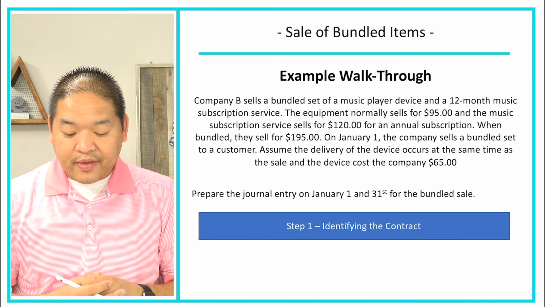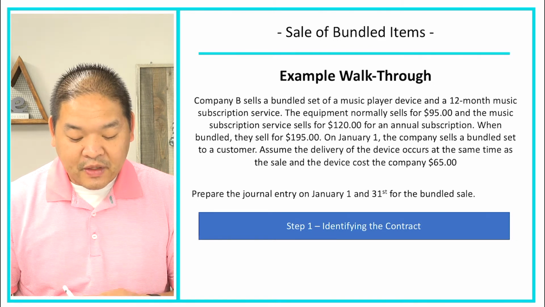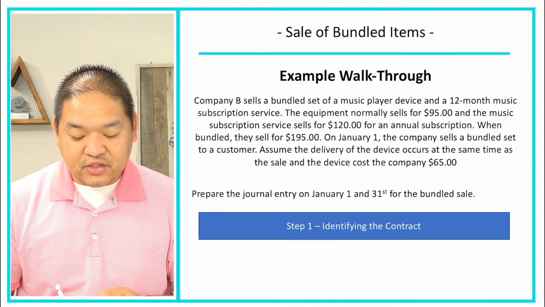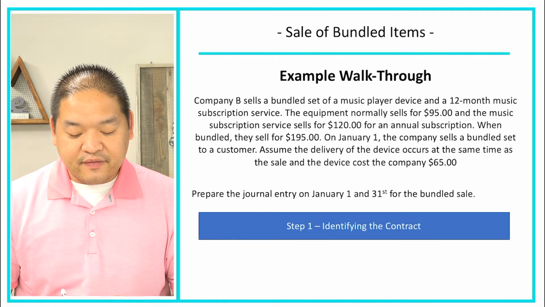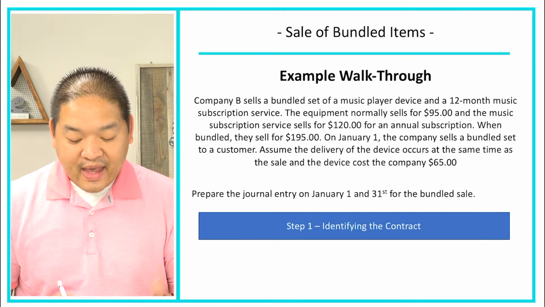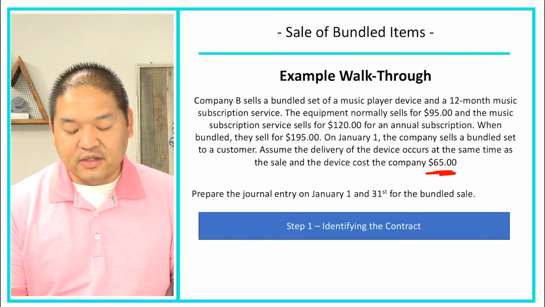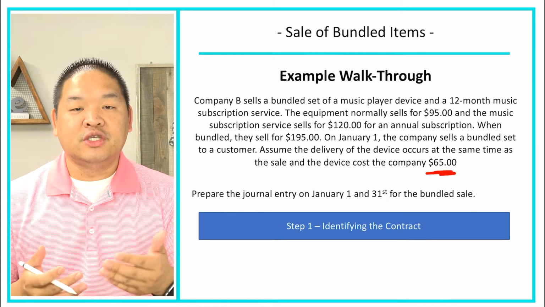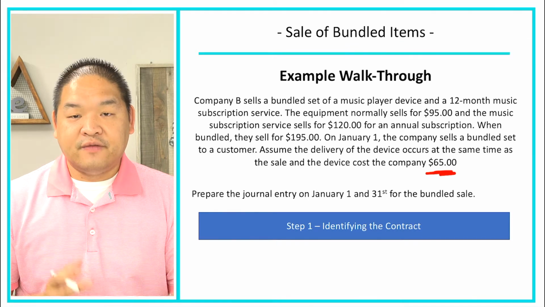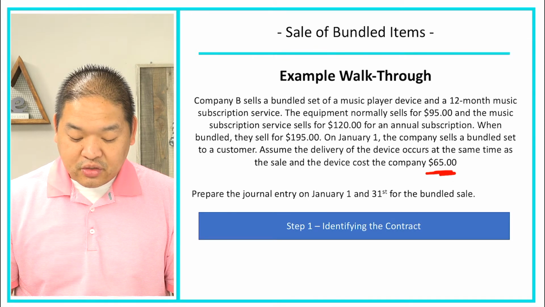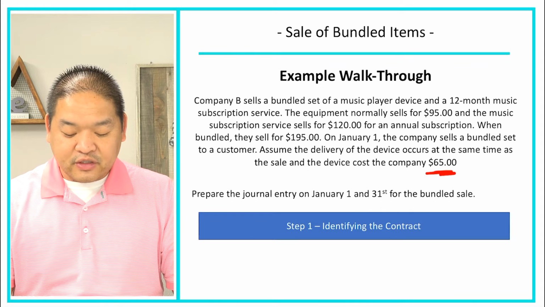On January 1, the company sells a bundled set to a customer. Assume the delivery of the device occurs at the same time as the sale, and the device cost the company $65. So $65 would be the cost of goods sold for just the device. Prepare the journal entry on January 1 and 31st for the bundled sale.